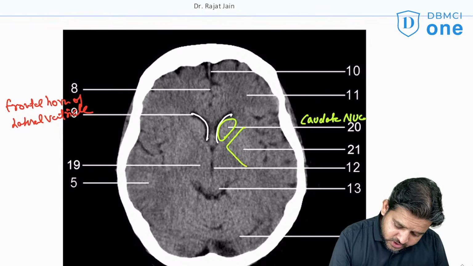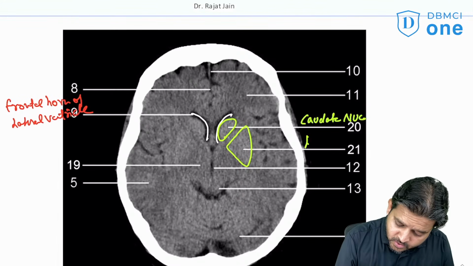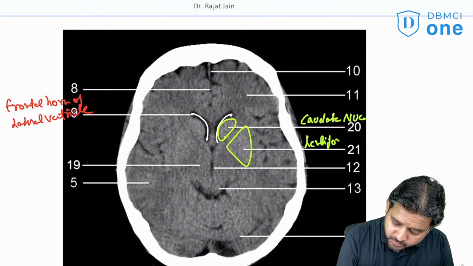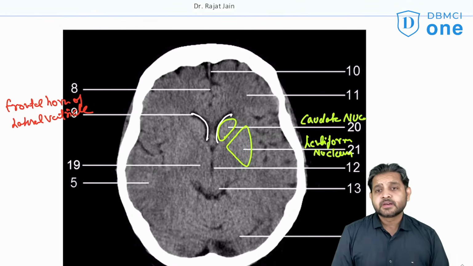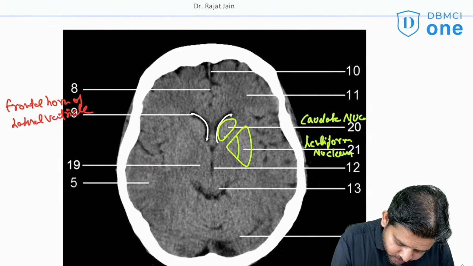And this triangular shape area that you could see, which is marked as 21, is called as lentiform nucleus, right? Now this is called a lentiform nucleus. That is to be noted that the lentiform nucleus has got a medial part and has got a lateral part.